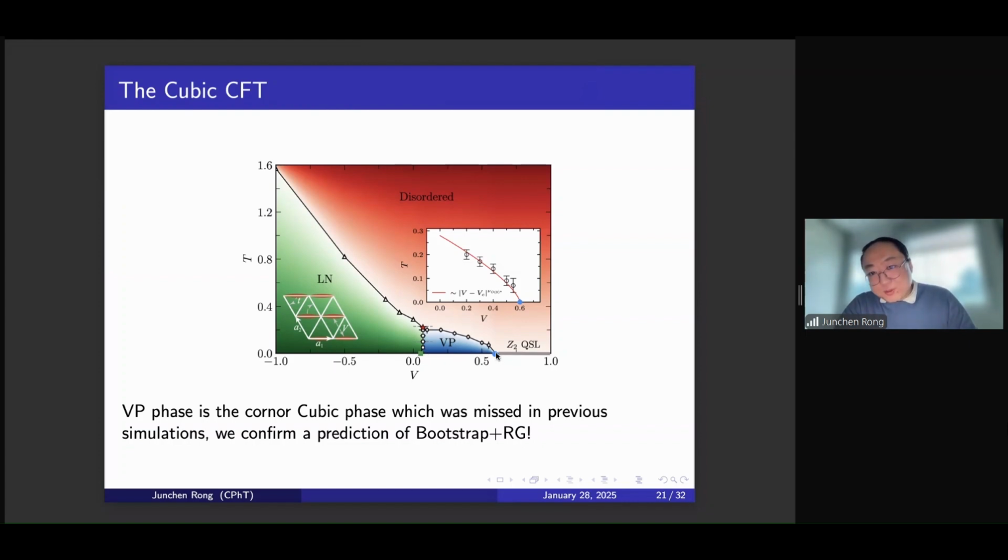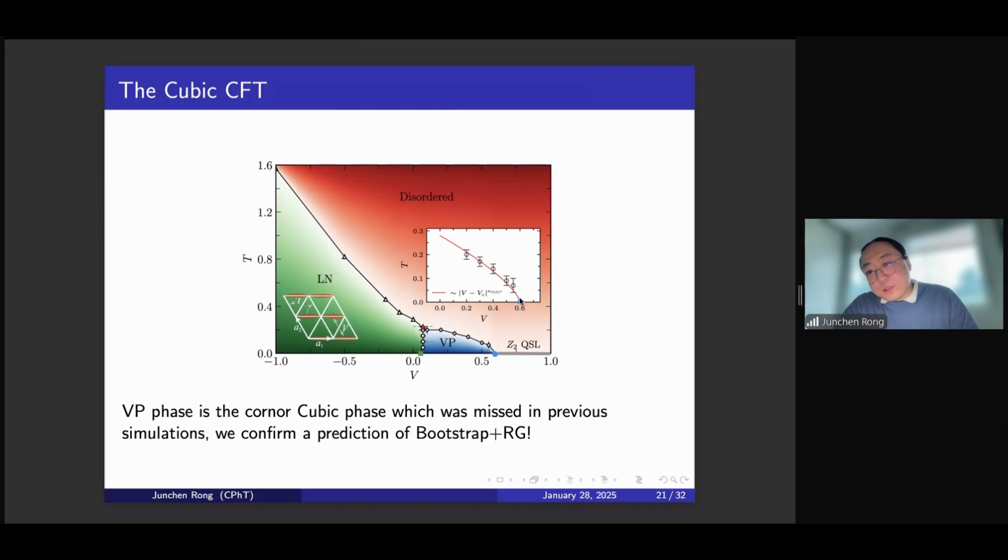So this is a very small region of a new phase of this model that is predicted by bootstrap and by RG flow combined together. And we used basically Monte Carlo simulation and all the other approaches to find this. As you can see, this is quite small.